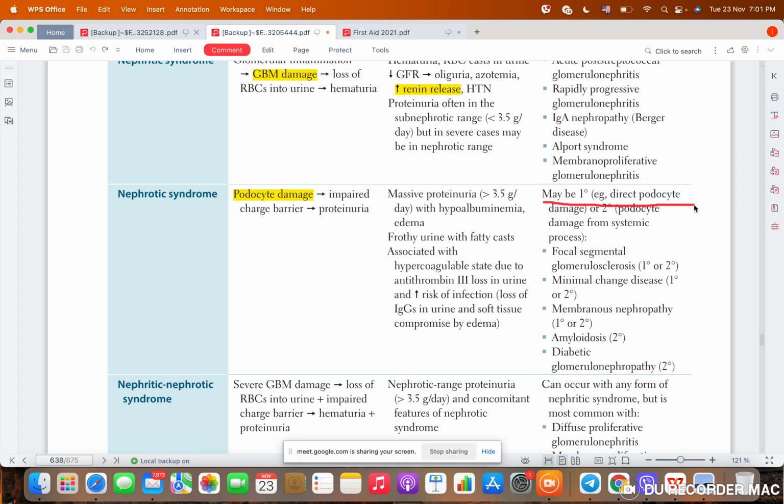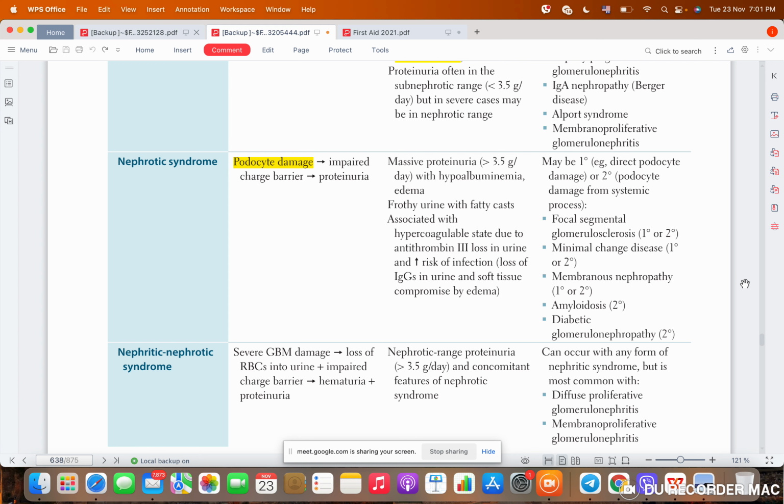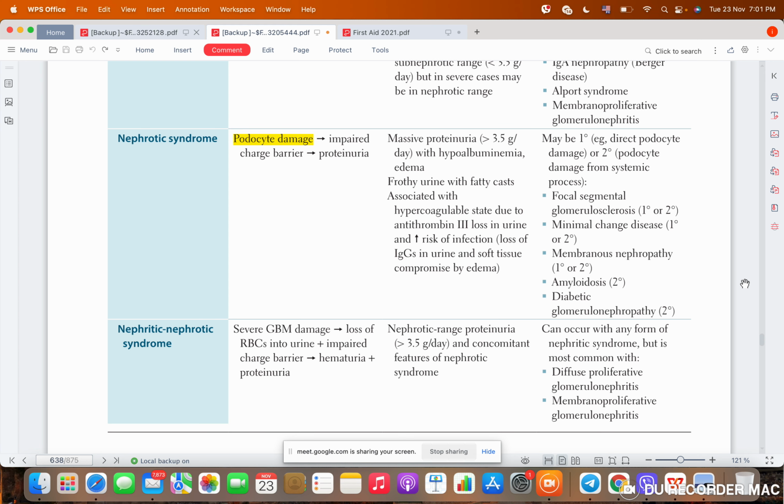There are many causes. They may be primary, due to direct podocyte damage, or secondary, podocyte damage from a systemic process. We'll speak about all of these. For example, there is focal segmental glomerulosclerosis. When we say focal, is it more than 50% or less than 50% of the glomeruli affected? Less. Okay, good. The next one, minimal change disease. And the next one, membranous nephropathy. Remember, this meant that the basement membrane has become much thicker.